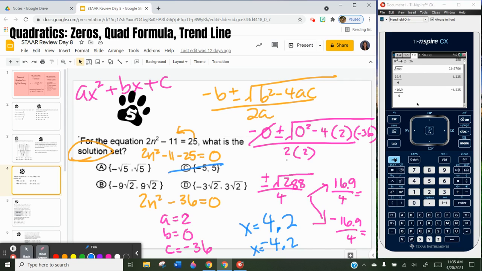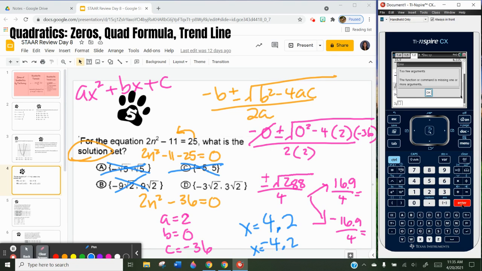So if you look at A, it says a negative square root of 5 and a square root of 5. If you type in the square root of 5, you end up with 2.2. So that's a positive 2.2 and a negative 2.2, which is also incorrect. So let's look at B. We have 9 square roots of 2. If we type that in, we get 12.7, which is not close. Let's try the last one, 3 square roots of 2.